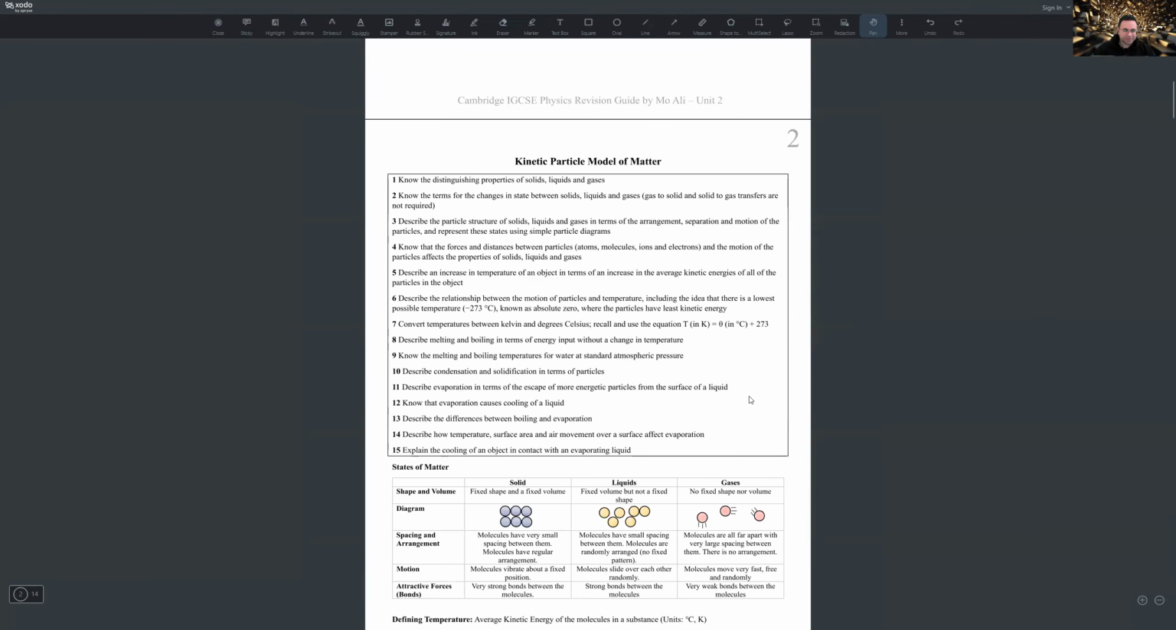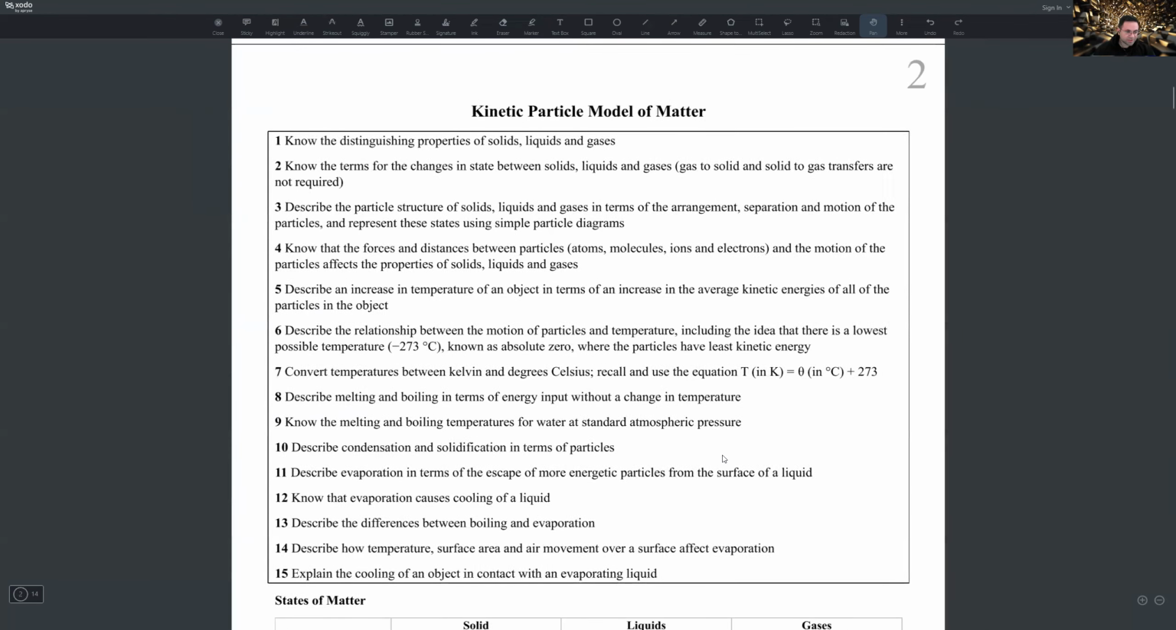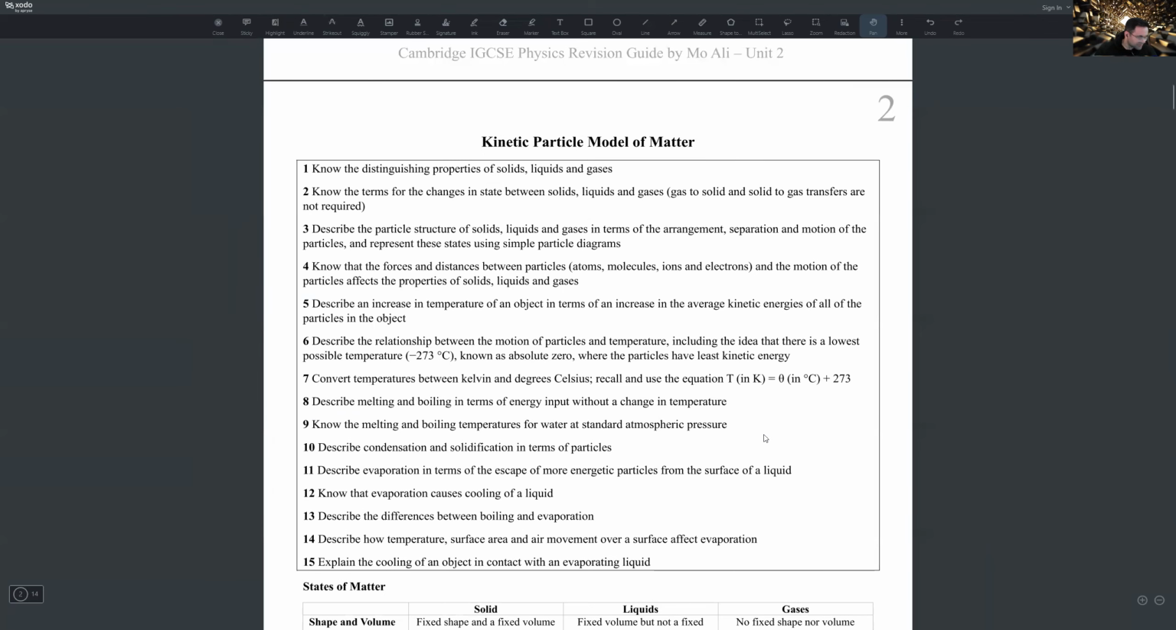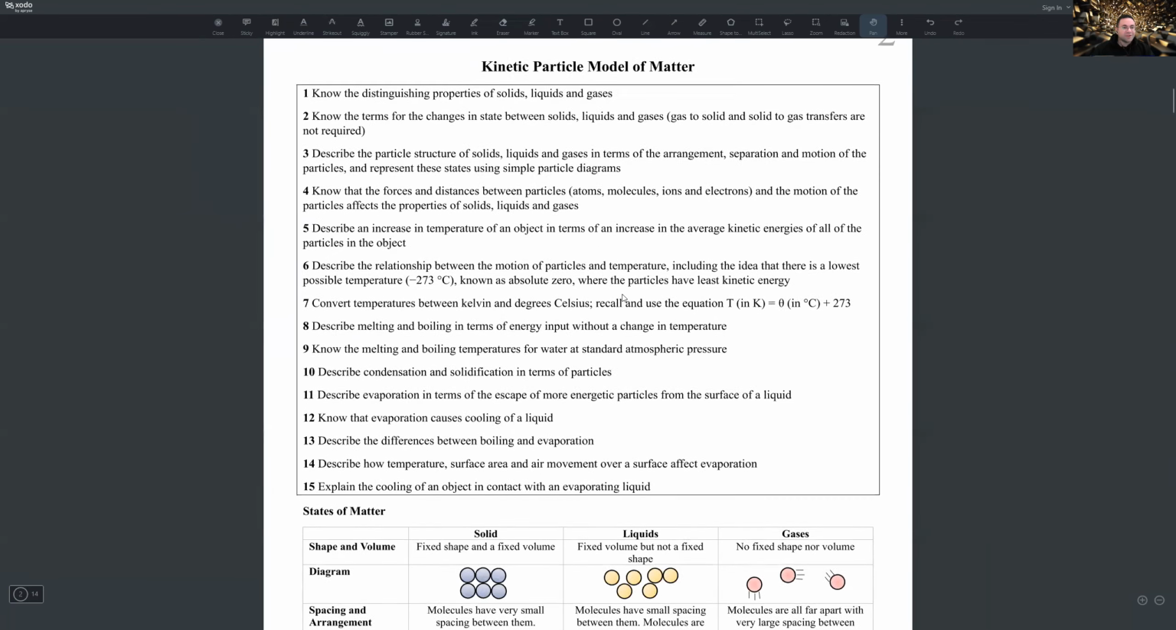So let's get started. Let's read the checklist really quick. Do I have water? Yes, because my throat's going to go out with this.